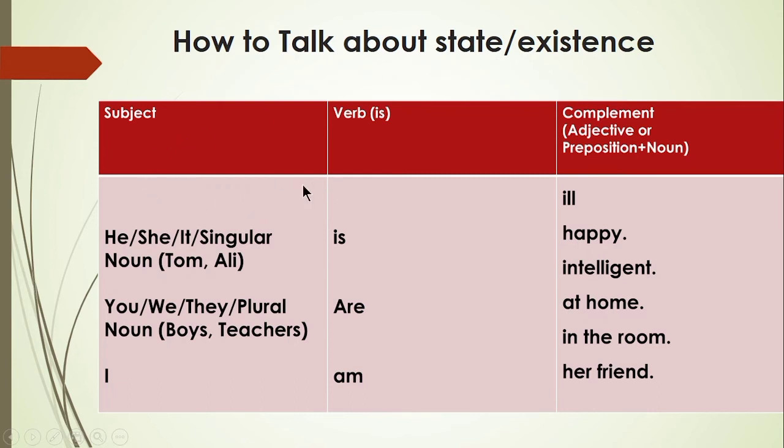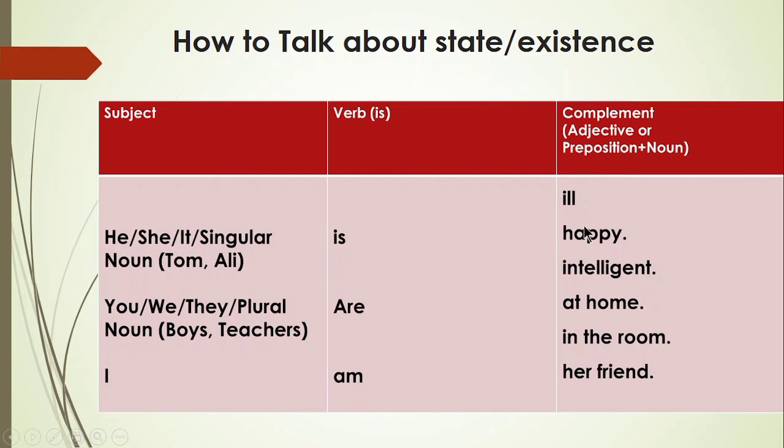So in state or existence, we have the linking verb or state verb is, am or are. So if the subject is he, she, it, or a singular noun, we bring is. If it is you, we, they, or a plural noun, we bring are. And if it is I, first person singular, we use am. And then we have an adjective or complement, etc.